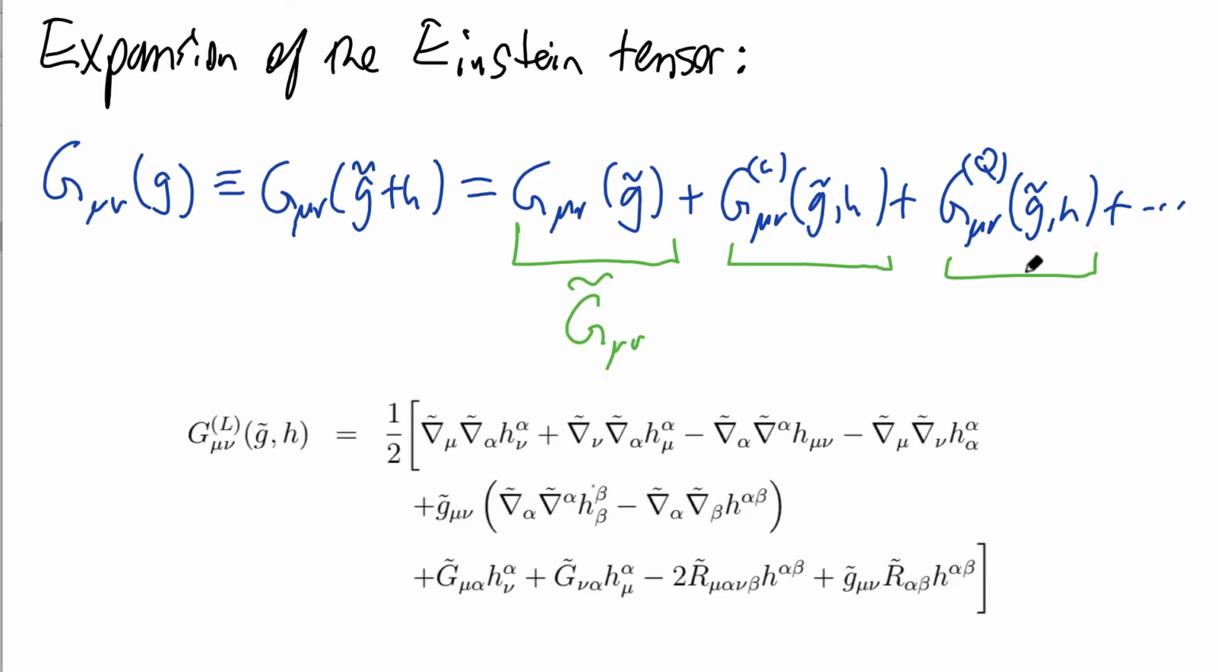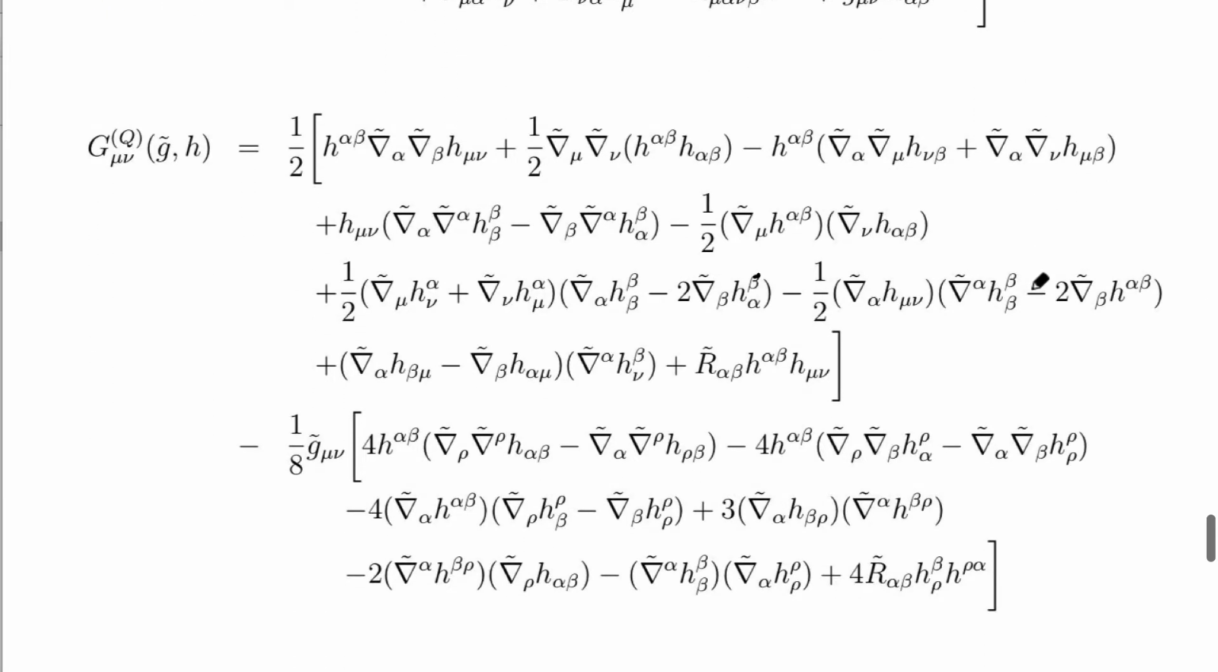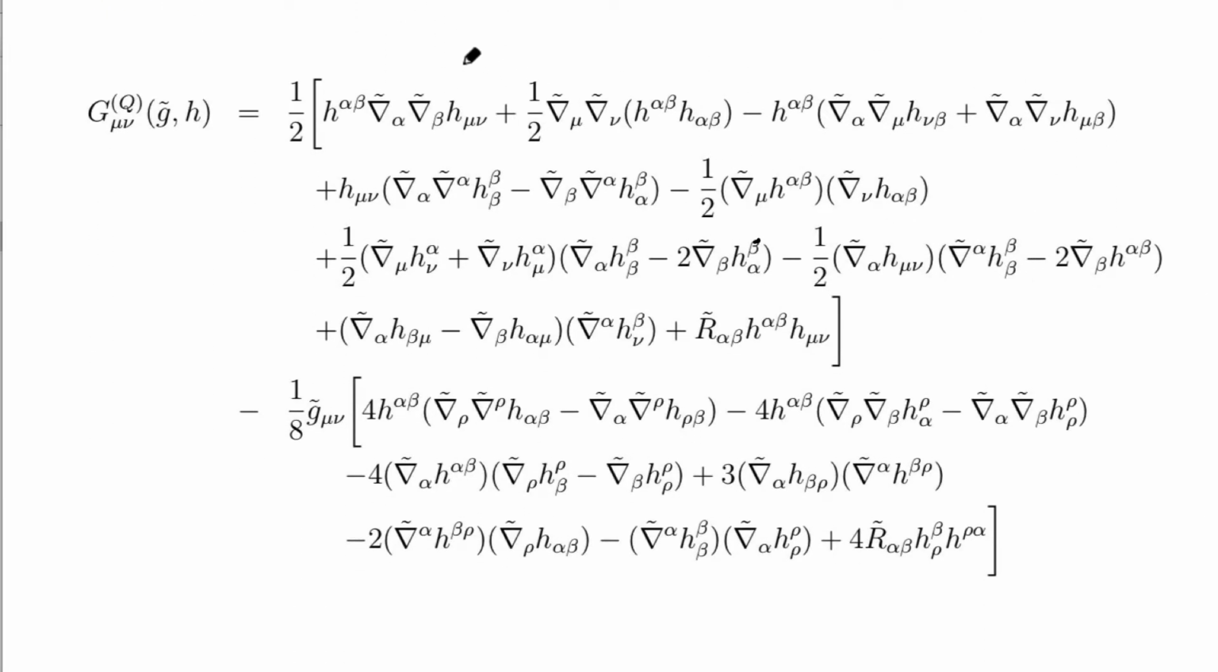Now let's look at the quadratic terms. Each term is quadratic in h. Del tilde is the covariant derivative with respect to the background metric. The Ricci tensor for the background metric occurs in a couple of places, and indices are raised and lowered with the background metric. We'll return to this expression in a minute and discuss how to extract the low frequency part to obtain the stress energy momentum tensor for the gravitational waves. But for now, I want to give some indication of how these results are derived.